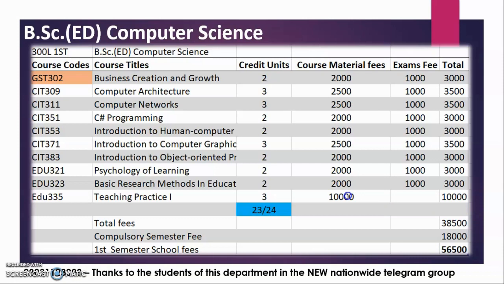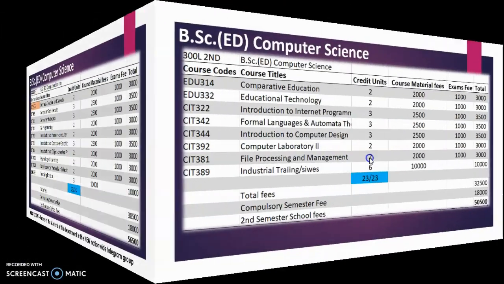There are external supervisors hired in most cases to help with both things. So we have 56,500 as your fee for 300 level first semester.